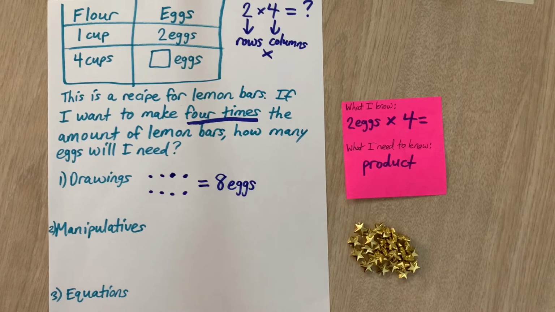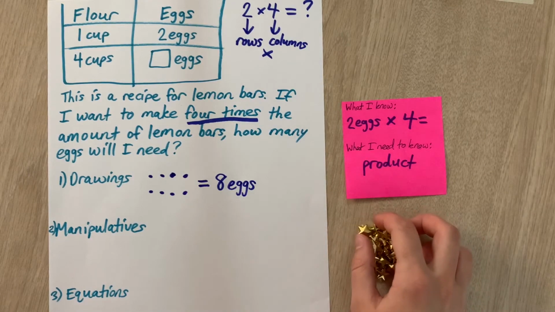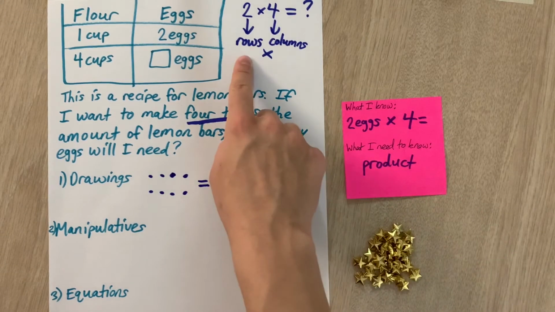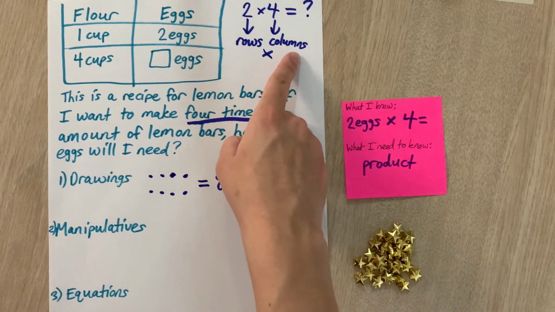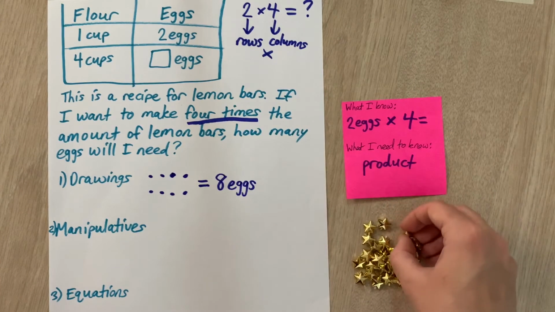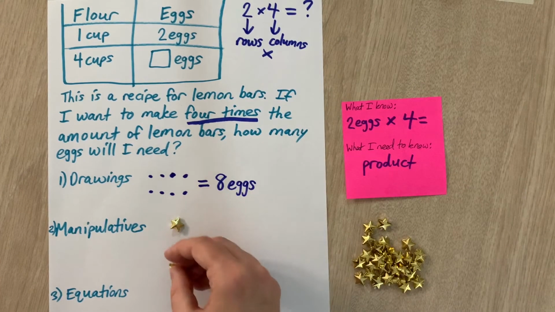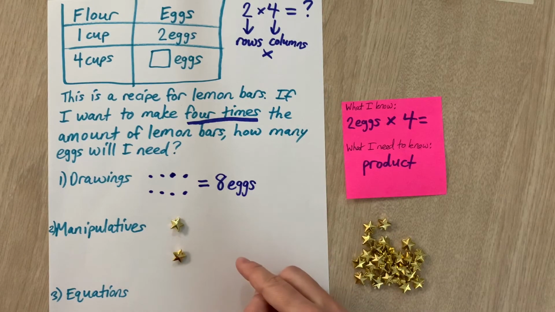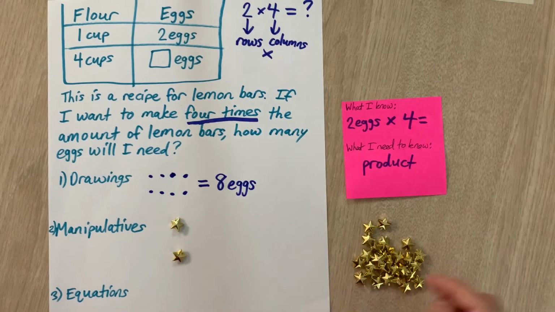Manipulatives. Okay, so you can use your beans or your beads or your gold stars, whatever you want. And we're going to do 2 rows times 4 columns. So with our gold stars or beans or beads, you're going to do 2 rows. So we've got 1, 2. Remember, rows are horizontal, going left to right.